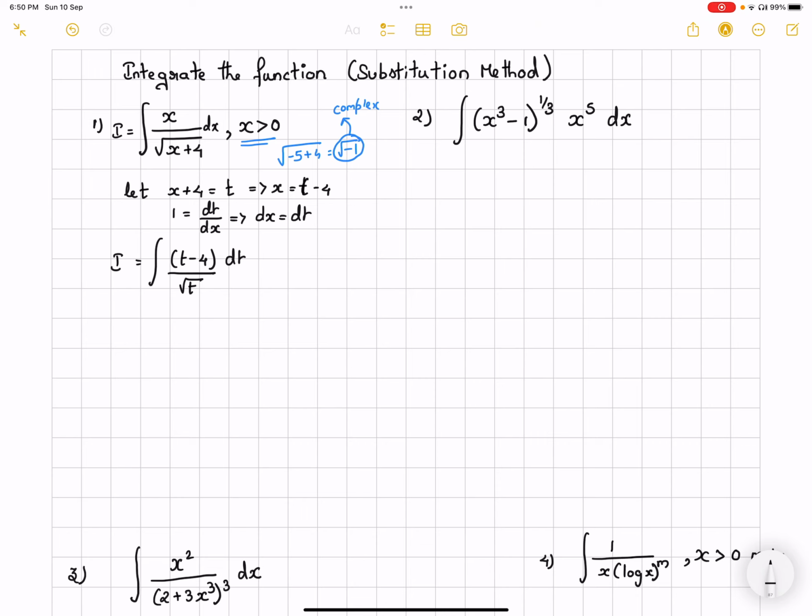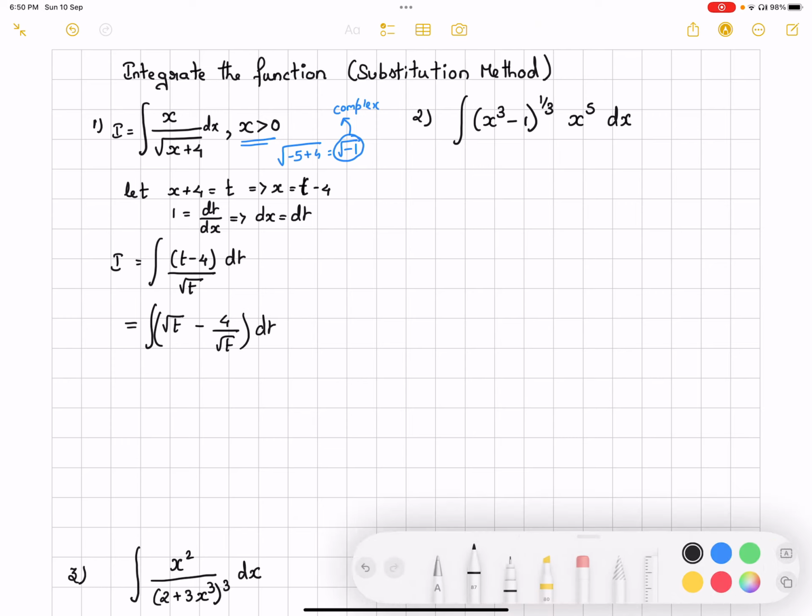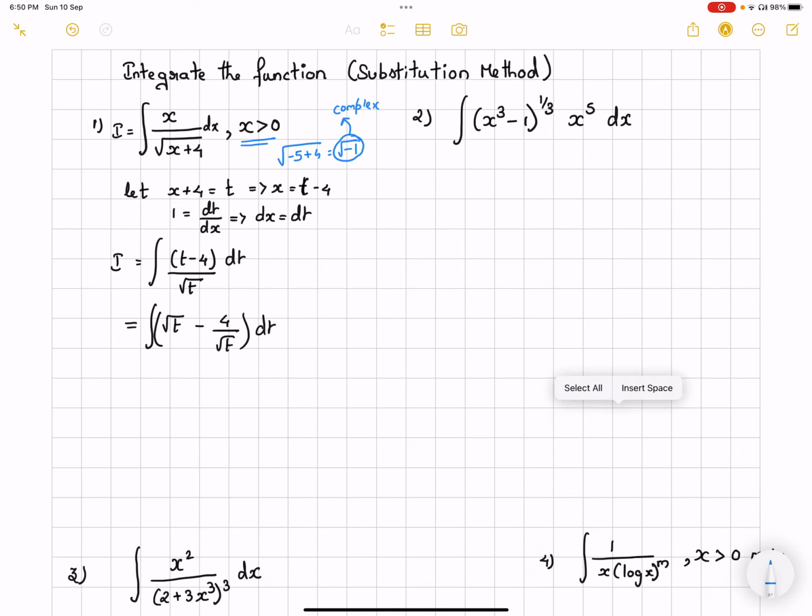Now let's split it. When I split this, I would be getting root t minus 4 by root t dt. The rough work I'm showing in a different color: I have t, which is nothing but root t into root t, and then divided by root t, I have t by root t. So one of the root t is getting cancelled, and that's how I get root t here. Now let's integrate it directly.